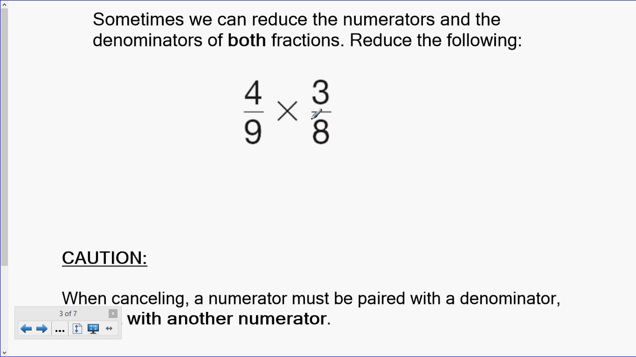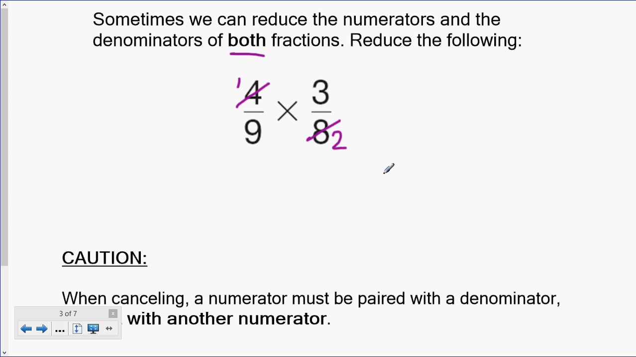So here it says, sometimes we can reduce the numerators and the denominators of both fractions. So it doesn't just have to be like in that case where just one fraction, or like, the 3's were the only things that were canceled. Here you can see we don't have the same numbers in either case, like 4 and 8, 3 and 9. But however, if you think of 4/8 as a fraction, what is 4/8 reduced to? You should be able to come up with 1/2 pretty easily. So we can make the 4 into a 1, the 8 into a 2, because 4/8 reduces to 1/2.